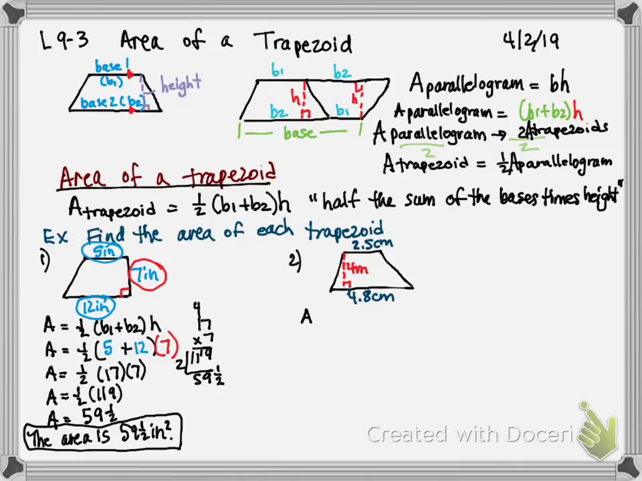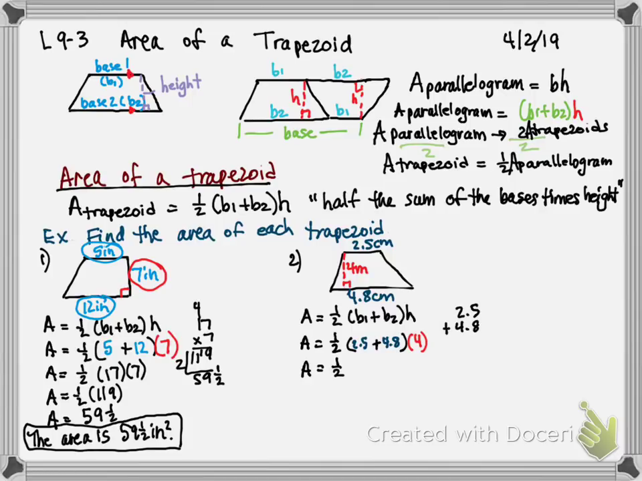So we start with the formula. A equals 1/2 the sum of the bases. Oops, sorry, not plus, times the height, h. So I start plugging in what I know. A equals 1/2. Inside the parentheses, I'm going to add the bases. And the bases are 2.5 and 4.8. And then I'm going to multiply by the height, which is 4. Okay. So again, I'm going to follow order of operations, and I'm going to simplify what's inside the grouping symbol first.